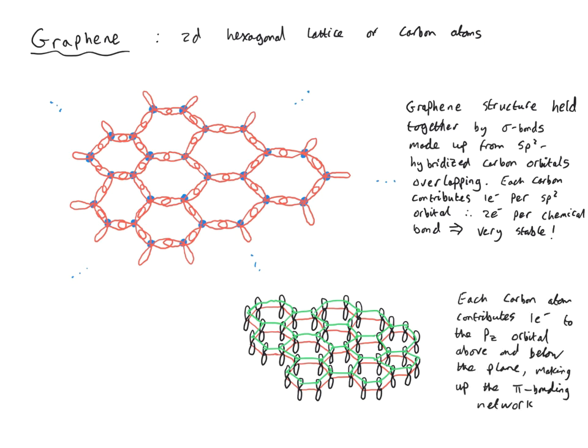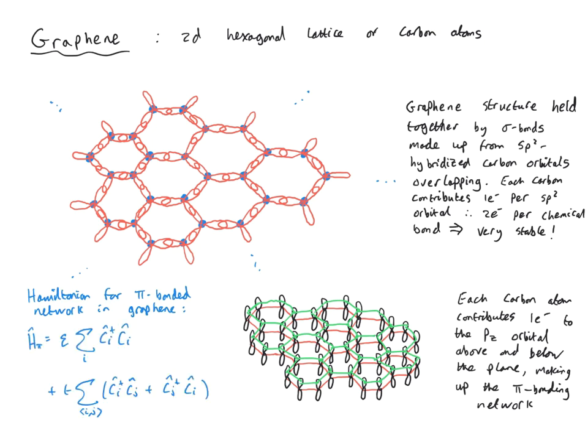Each carbon atom contributes a single electron to this pz orbital, which points above and below the plane, making up the pi bonding network. And this is the thing that we typically model in the condensed matter treatment of the hexagonal lattice. So let's have a look at the Hamiltonian for this pi bonded network in graphene. Here it is. It's in the usual tight binding form.